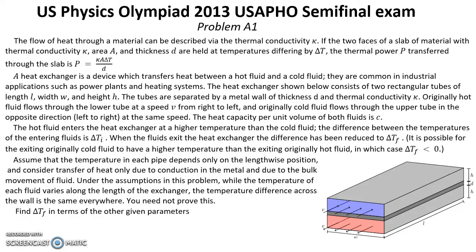Assume that the temperature in each pipe depends only on the lengthwise position, and consider transfer of heat only due to conduction to the metal and due to the bulk movement of fluid. Under the assumptions in this problem, while the temperature of each fluid varies along the length of the exchanger, the temperature difference across the wall is the same everywhere. You need not prove this. Find delta Tf in terms of the other given parameters.